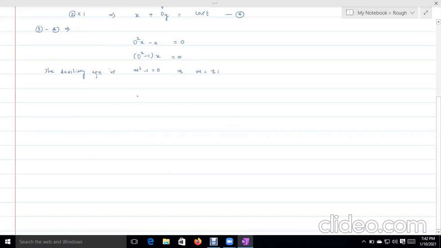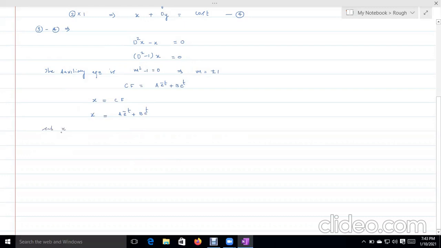Since the roots are real and distinct here, we get the value of x. Our complementary function is nothing but a into e power minus t plus b into e power t. Since there is no particular integral, the solution is x equal to the complementary function. That is, a into e power minus t plus b into e power t. This is x.